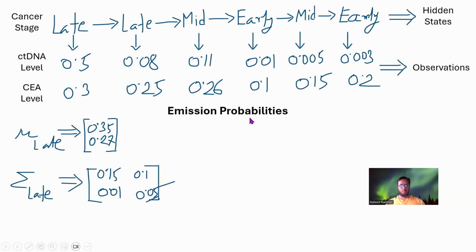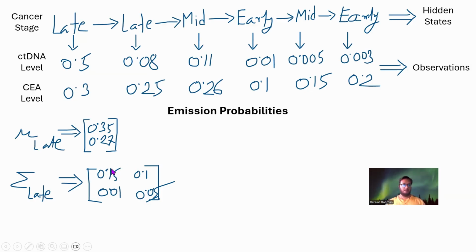First of all, we need to modify the emission probability. Now we cannot have only one mean and one variance per state. For example, let's talk about the late stage. We are going to have two means, one for the ctDNA and one for the CEA. Now, some people who don't really know the algebra may think that there should be two variances for two variables, but those of you who know algebra know that when we have multiple variables involved, we have to calculate the covariance matrix, right? That means the relationships between the different variables.